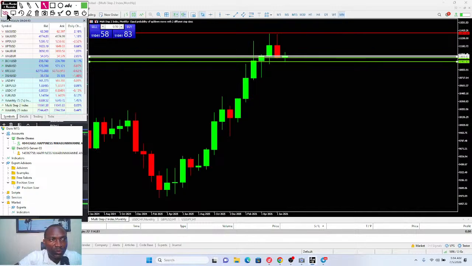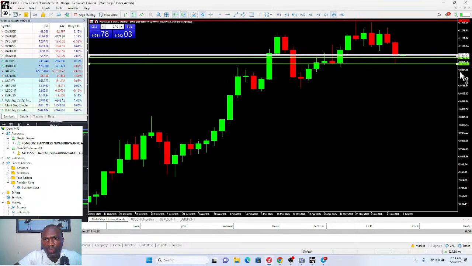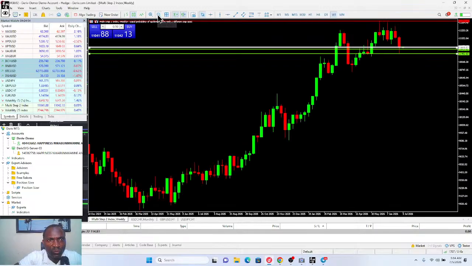Coming to the week. Naturally for this kind of index, you cannot use news to trade synthetics. But this is one of the indices that Deriv offers.